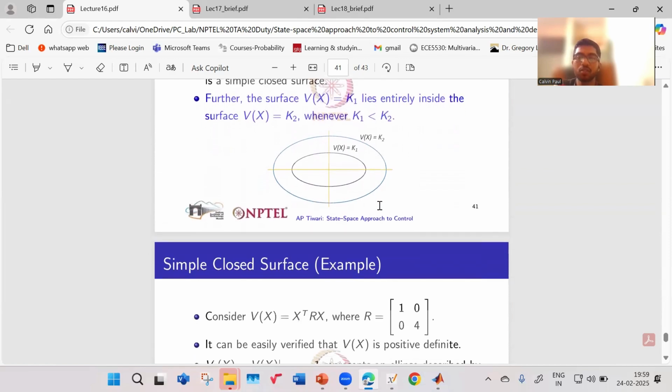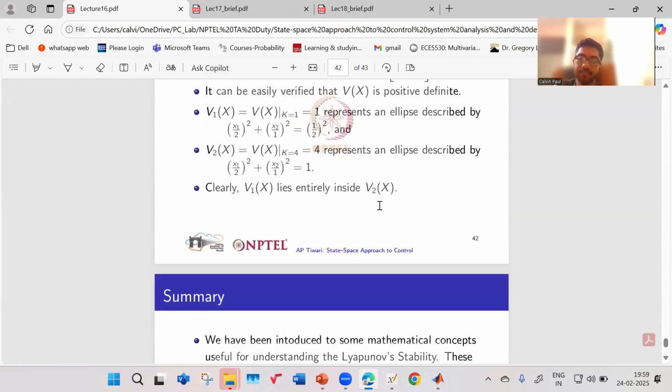Okay, and we touched upon what a closed surface is and how we drew it and everything we showed.